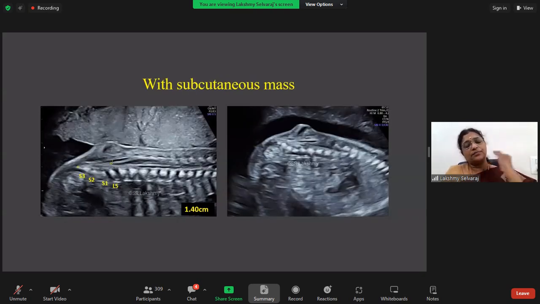Now we'll come to closed spinal dysraphism with a subcutaneous mass. When you look at the skin surface, you see a small subcutaneous swelling here, and if you track down the conus, it is ending at the L5-S1 level. So the first thing that caught your attention in the sagittal section is a small subcutaneous swelling, with the skin covering it, and you are also looking at the low-lying conus.